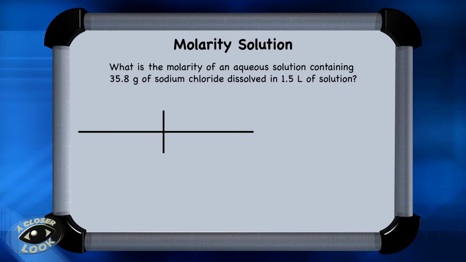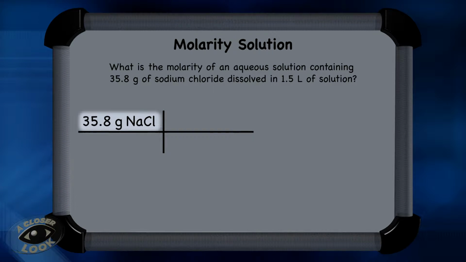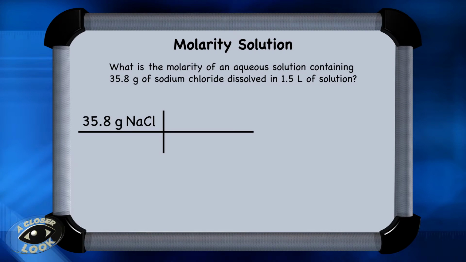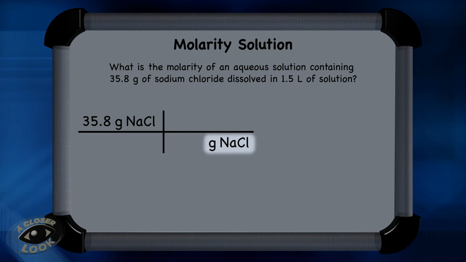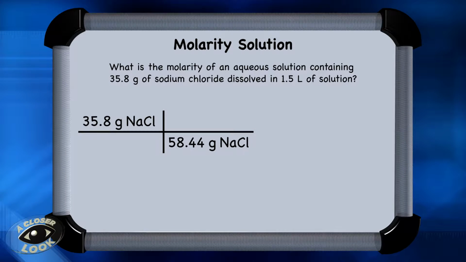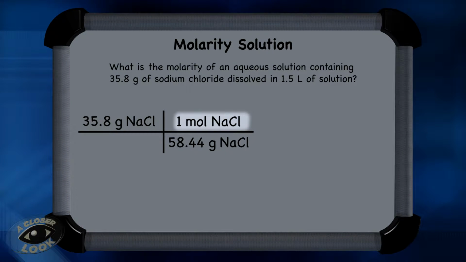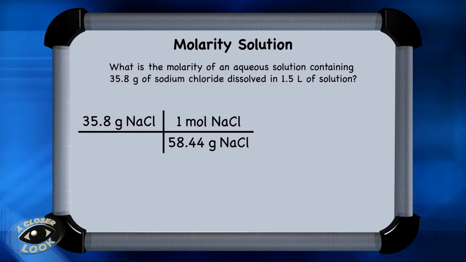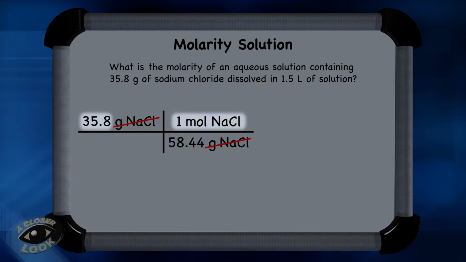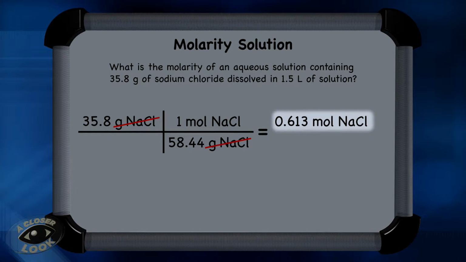Place the 35.8 grams of sodium chloride in the upper left-hand corner of a conversion chart. Then, bring down the units of grams of sodium chloride and put the molar mass of the sodium chloride, which is 58.44 grams, in the denominator. Next, put 1 mole of sodium chloride in the numerator. The units of grams of sodium chloride cancel since they appear in both the numerator and the denominator. And when we multiply 35.8 times 1 divided by 58.44, we find that we have 0.613 moles of sodium chloride.